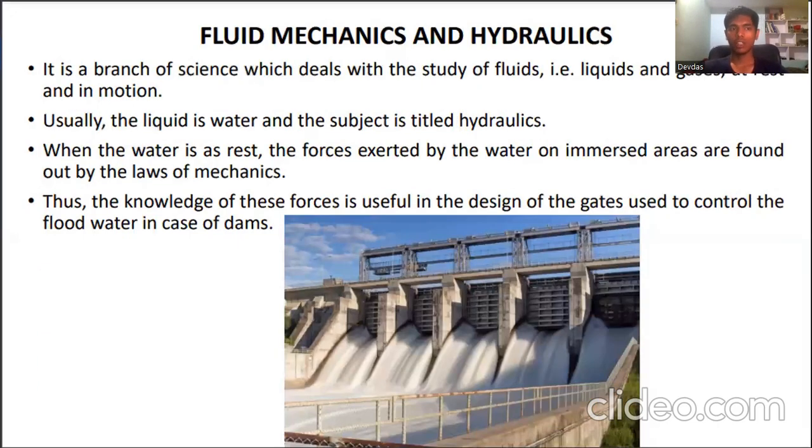Fluid mechanics and hydraulics. As the name says, fluid refers to gas and liquid. This deals with the flow of gas or water. The most common thing that comes to mind is dams. Dams are constructed by civil engineers to control the huge flow of water.